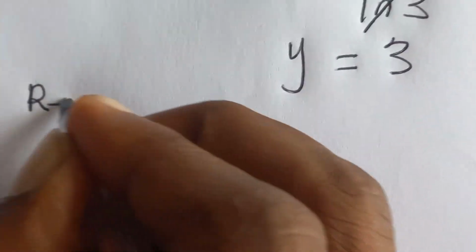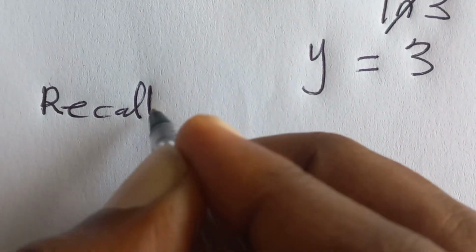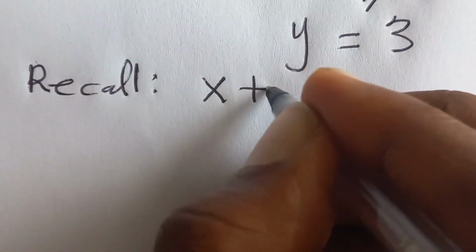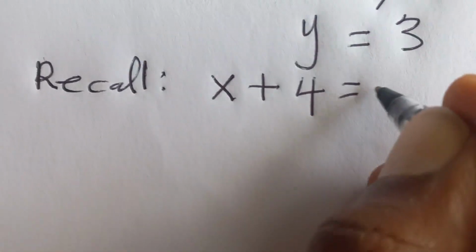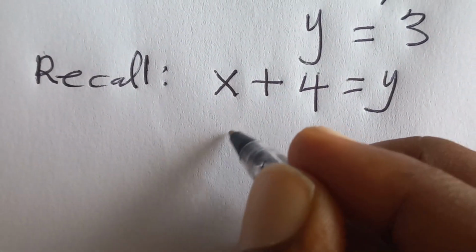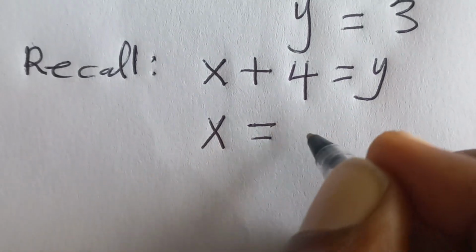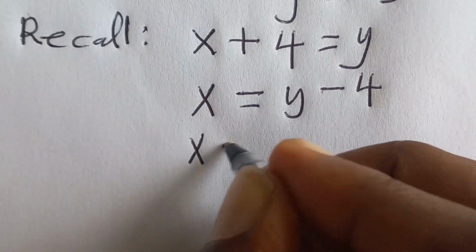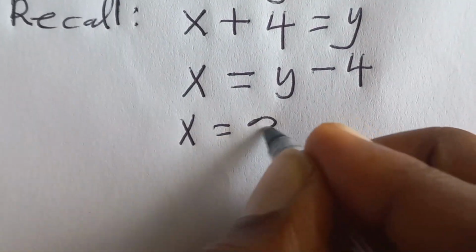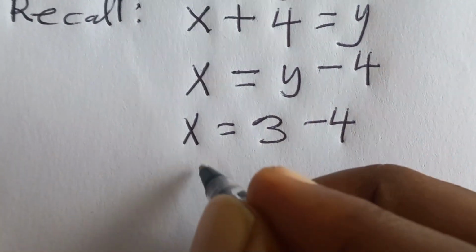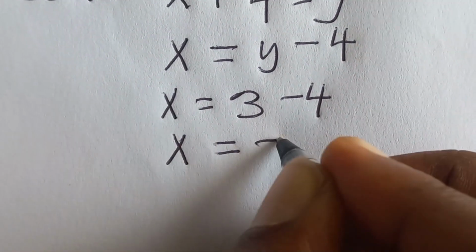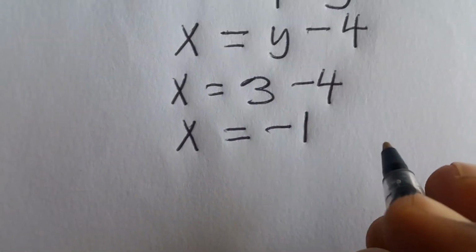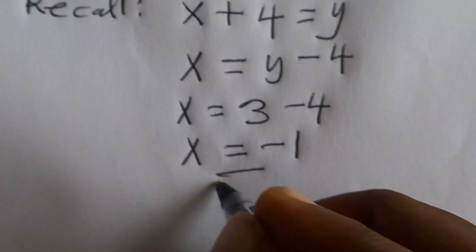Let's recall that our x plus 4 is equal to y. Now we have x is equal to y minus 4. x is equal to, now y is 3, so it will be 3 minus 4. So we get x to be equal to negative 1. Now our x is equal to negative 1.